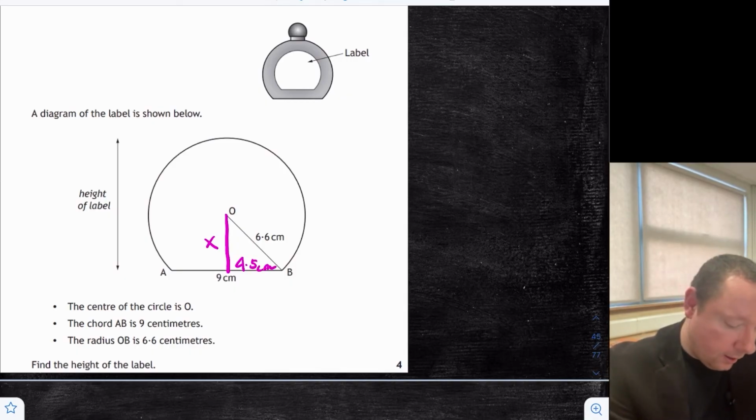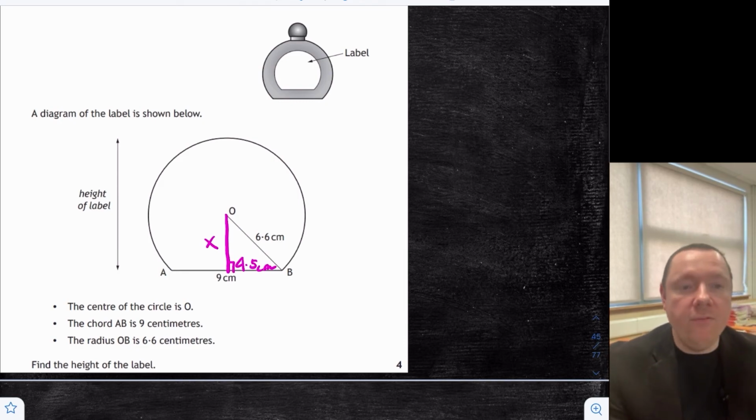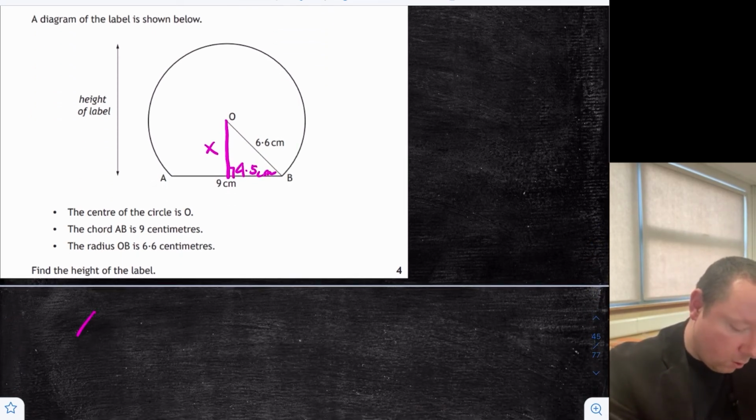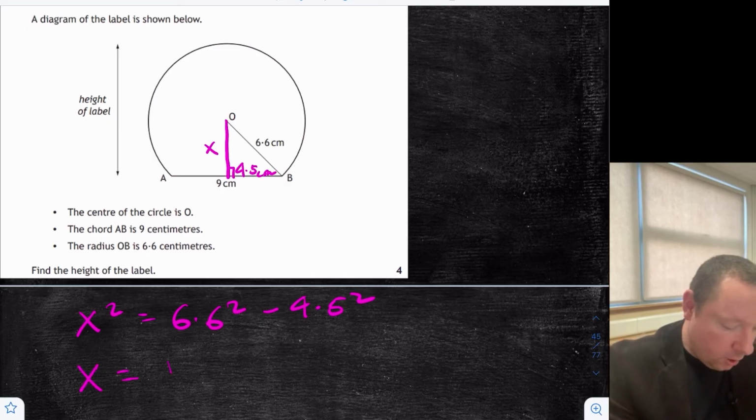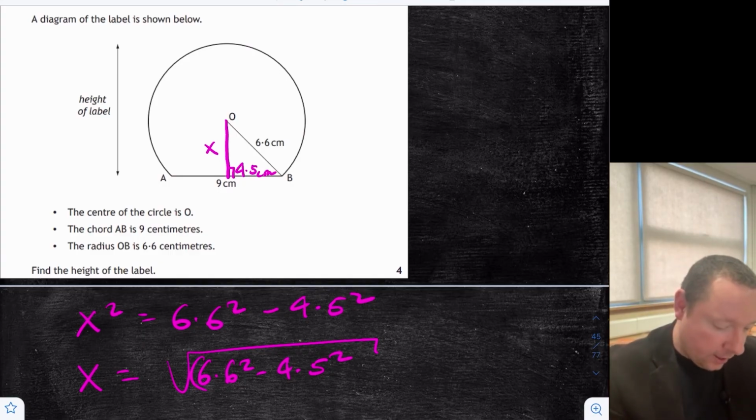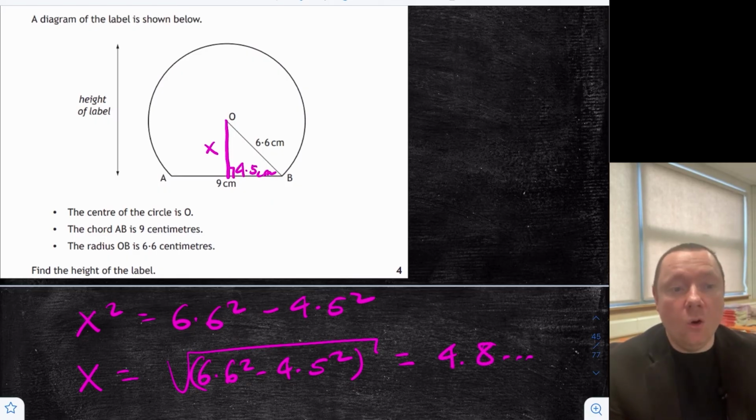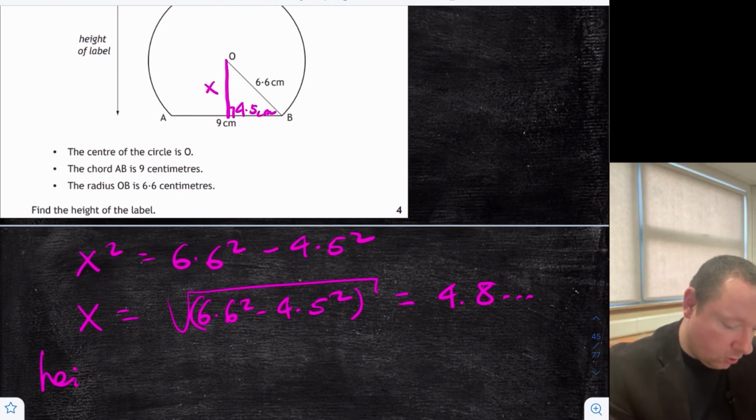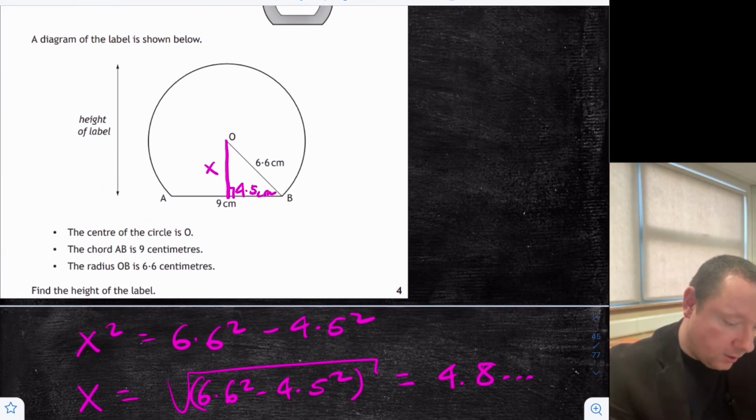So 1 mark for getting that triangle, and then x squared will be the hypotenuse squared minus the other side squared. Remember, for x, we need to square root it, so we can do 6.6 squared minus 4.5 squared and get an answer then square root it, or you can just put that in brackets in a calculator and you'll get an answer of 4.8. So then the height of our label is just going to be 4.8 plus the radius, which is 6.6.